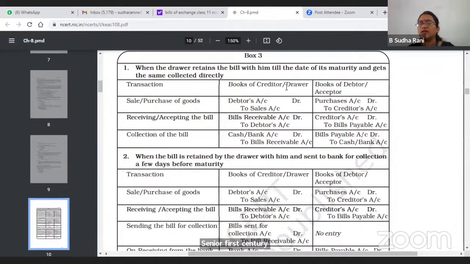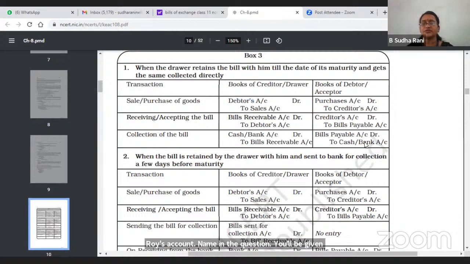Drawer is nothing but the seller. Drawee can also be called the acceptor, who is nothing but the customer or a debtor. Now see, when a credit transaction, that is sale of goods, takes place, in the drawer's books you will write: debtor's account debit to sales account. Debtor is nothing but the person who is buying the goods, that is the customer. You can also mention here the drawee's account. In the question, you will be given the name of the drawee. Then drawee's account debit to sales account.